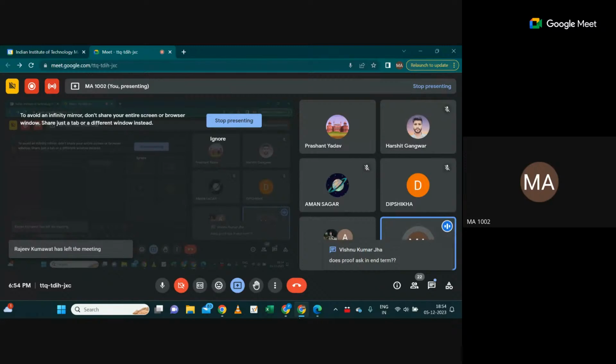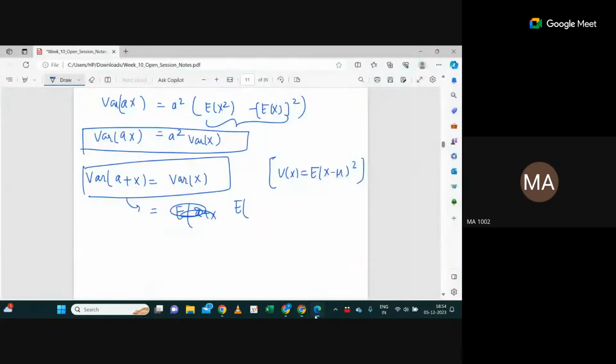No, no, no. Vishnu, it's not proof we are going to ask in the exam. There will be some MCQ, MSQ, and NAT questions, but I'm proving it because you know the algorithm behind it. I can simply tell you the result if you are okay with that.